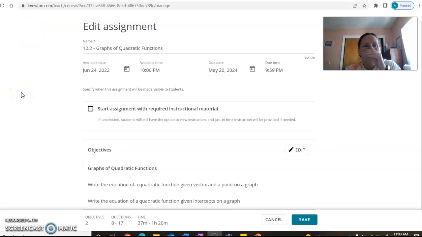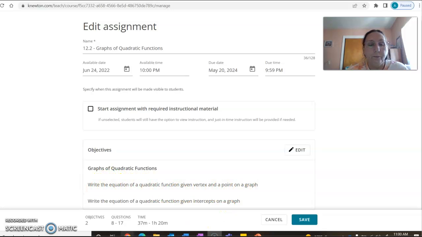Okay, so in our resources, we don't have videos for graphs of quadratic functions. And so we have two objectives in there: write an equation of a quadratic function given the vertex and a point on a graph, and then write an equation of a quadratic function given intercepts on a graph. I'm going to do the one with the vertex and a point.